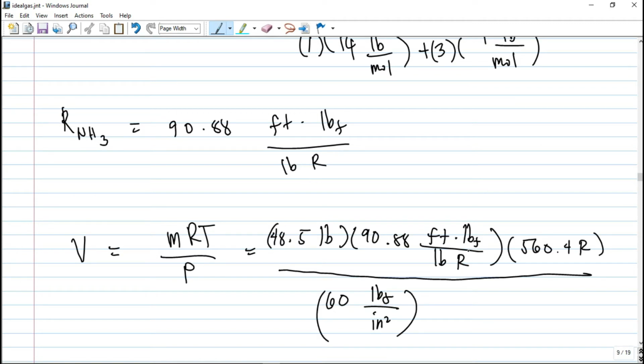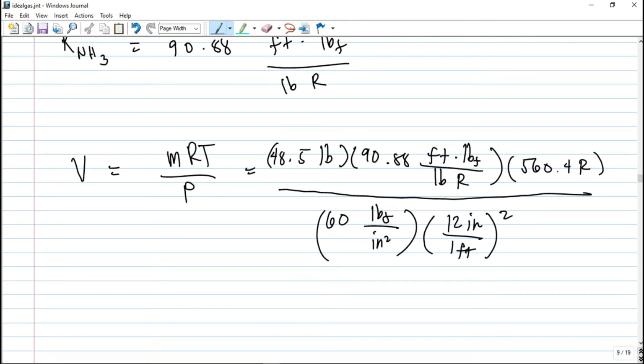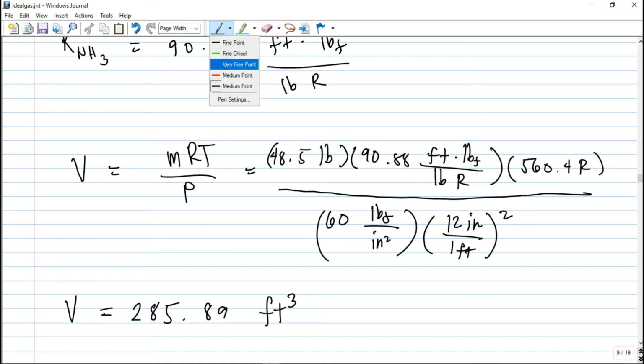So notice here na naka-foot siya dito. So this is 12 inches per 1 foot. So this is squared kasi naka-square yung inch doon sa baba. So V is equal to, you solve this, ang unit niya is cubic feet. So the final answer is 285.89 cubic feet. So this is the final answer for this number 9.